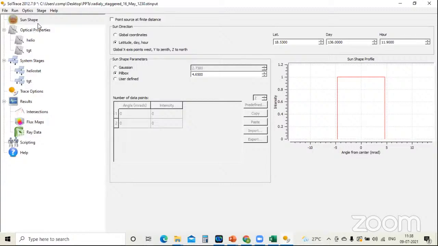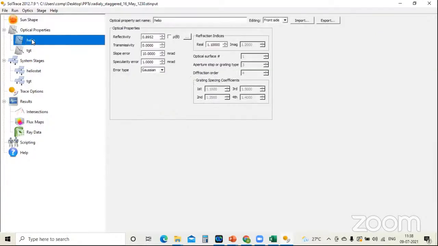After giving the direction and the sun shape, the optical properties of the mirror and the receiver we have to give as an input. For the optical properties of the mirror, here we can change the name, you can write mirror or anything. Here we have given the name as Helio. This Helio, heliostat, that is the mirror, has the reflectivity given. For our case, we have measured the reflectivity from the lab, and it is 0.89.